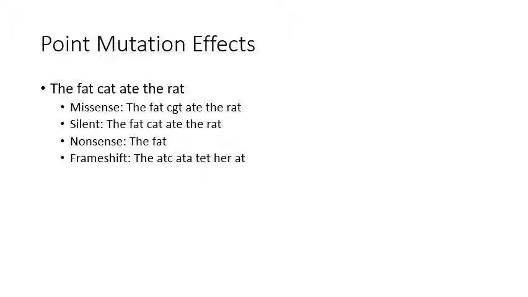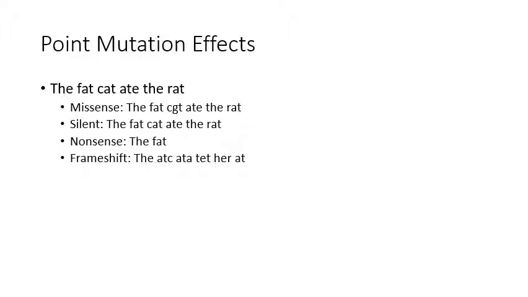So here's an example of how those different point mutation types affect how the ribosome is reading the genetic sequence, using a sentence, right? So every codon is 3 bases, and it's like a word in the genetic code. So here we have a sentence made out of 3-letter words. So first, our original sentence is the fat cat ate the rat.